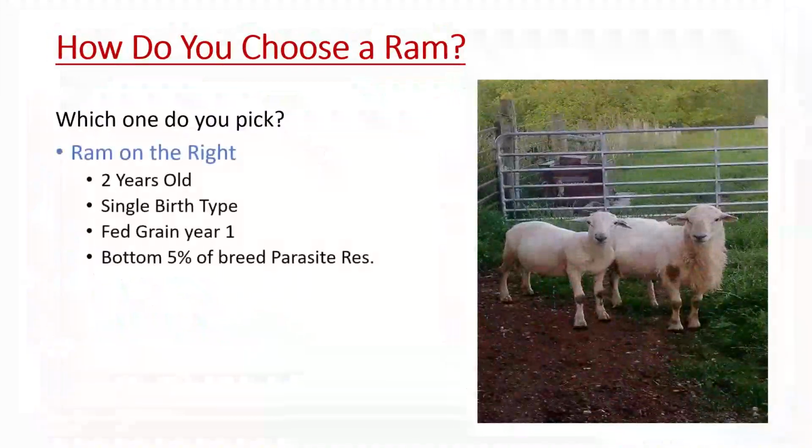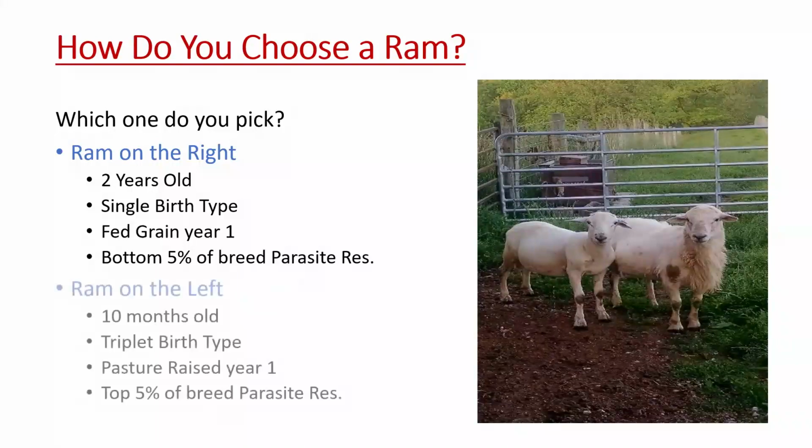But when you dig a little bit deeper and you find those records, the ram on the right, he's 2 years old. He was a single birth type. He was predominantly fed grain in the first year of his life. And turns out he's in the bottom 5% of the breed for parasite resistance.